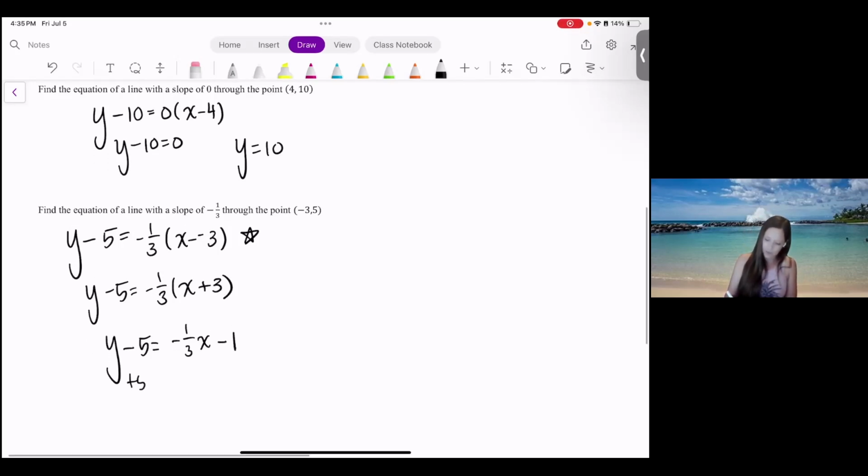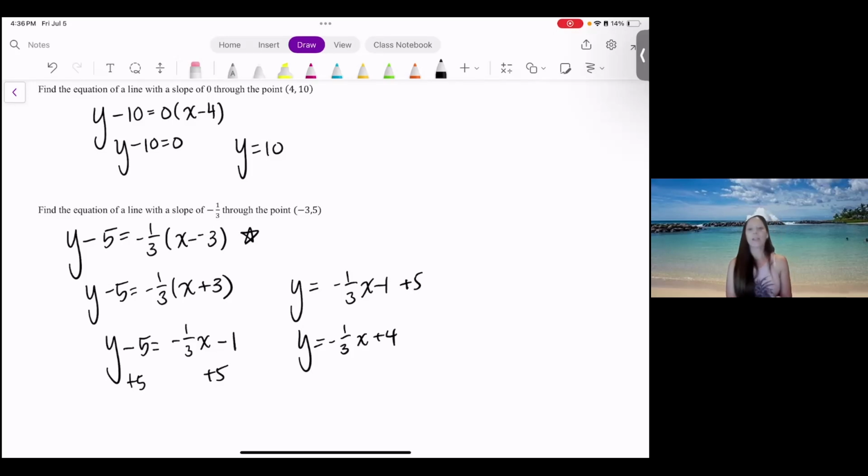Adding 5 to both sides to isolate that y gives me y equals negative 1/3 x minus 1 plus 5. Y equals negative 1/3 x plus 4 is my solution.